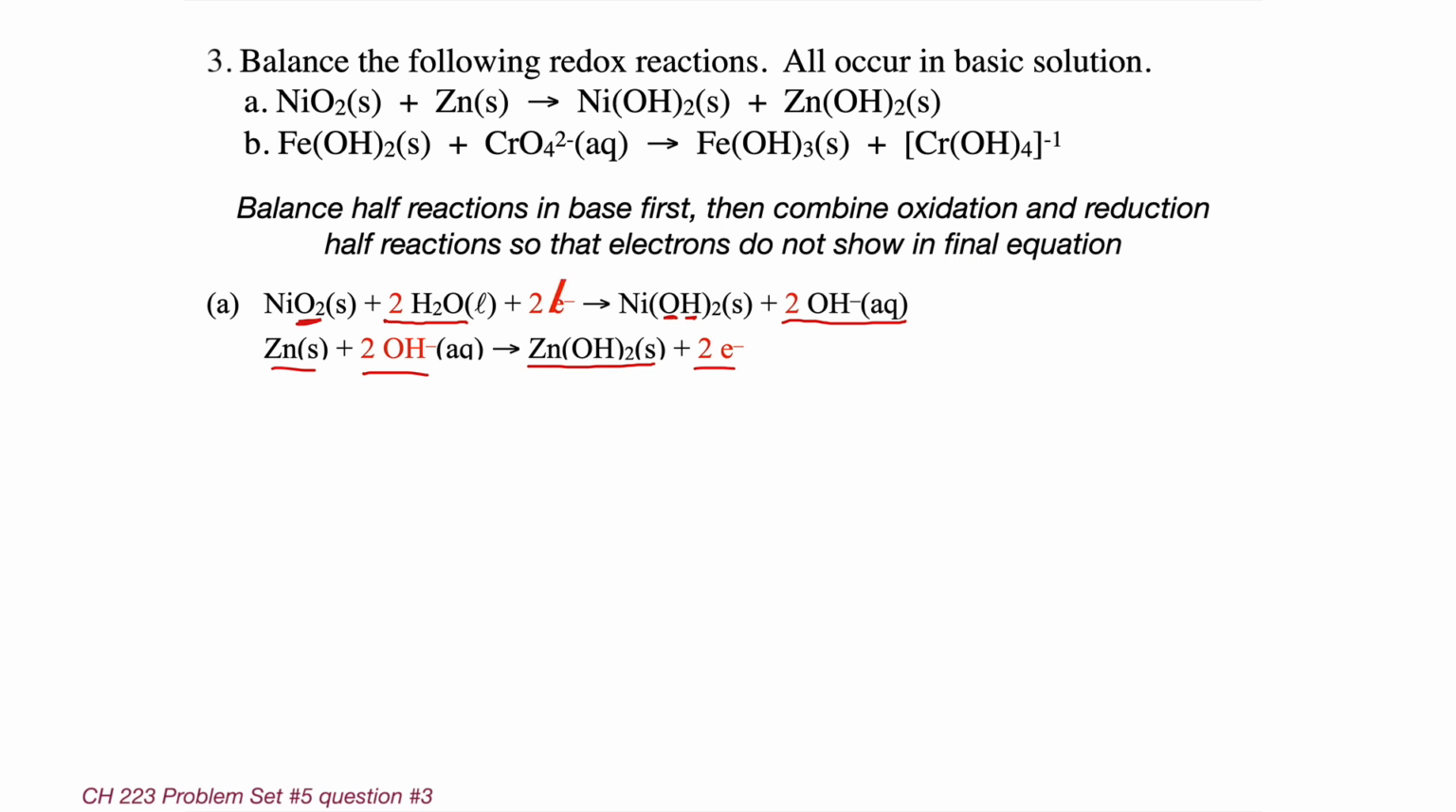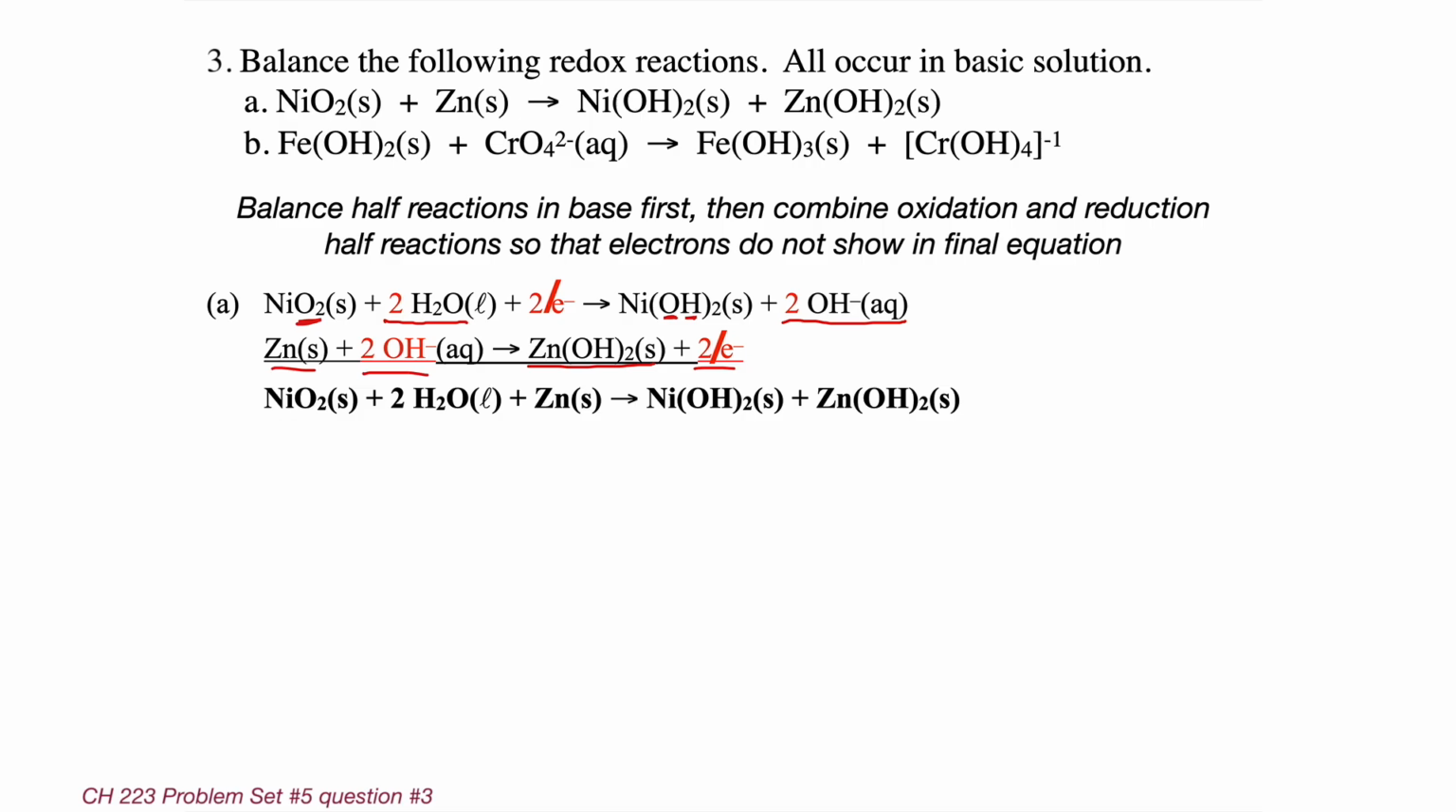So let's combine them now, make one big equation, make sure those electrons cancel out, and at the end of the day, NiO2 plus 2 waters plus zinc makes NiO2 plus ZnOH2. And again, you can always check yourself at the end for charge and mass. This balanced reaction has no charges at all, so that's easy, and you should be able to see the mass atoms are the same on both sides.